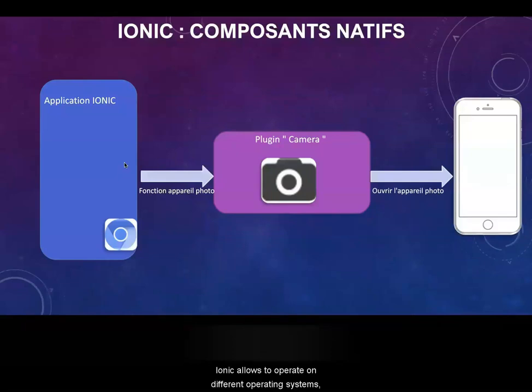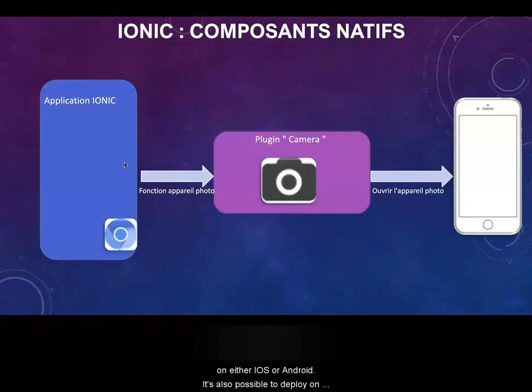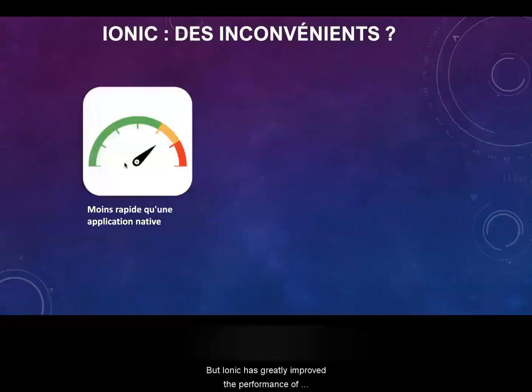IONIC allows you to operate on different operating systems. It will only take one source code to run your application on either iOS or Android. It's also possible to deploy on your smartphone in order to debug. However, there are some problems. The IONIC application will tend to be slower than a native application, but IONIC has greatly improved the performance of its framework and continues to do so.